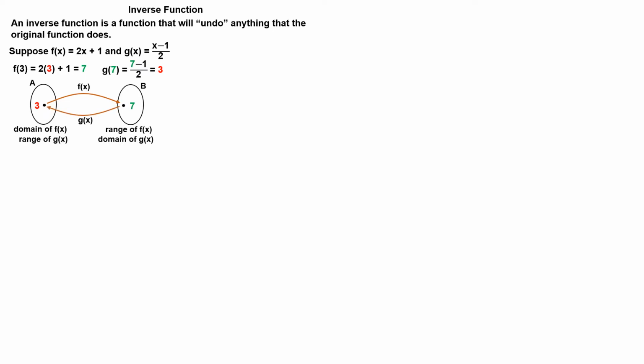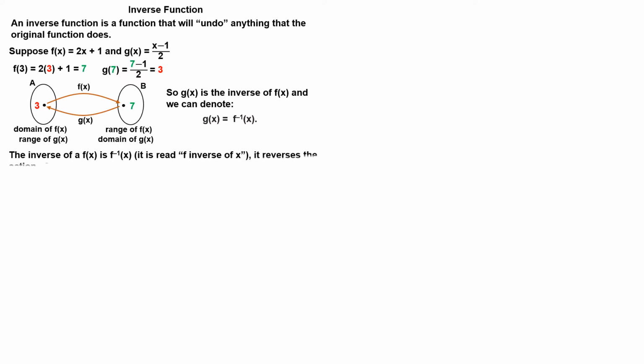The function f receives an input value and creates an output answer. The function g takes that output answer and arrives back at the original function's starting input value. Clearly, we notice that the function g undoes or reverses what the function f has done. So, g of x is the inverse of f of x, and we can denote g of x equals f inverse of x. The inverse of f of x is f inverse of x. It reverses the action of that function.